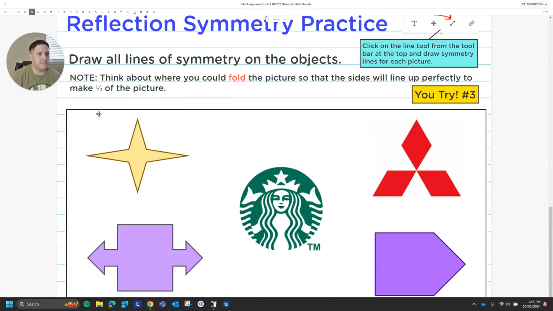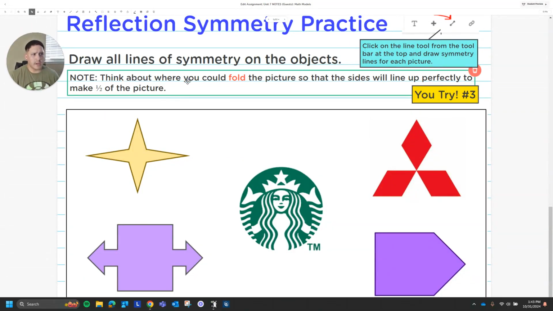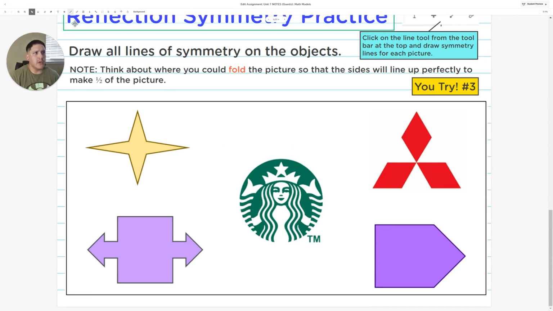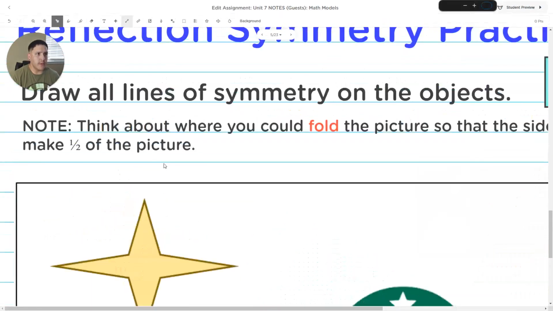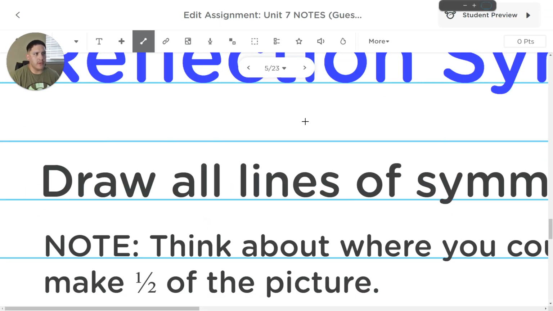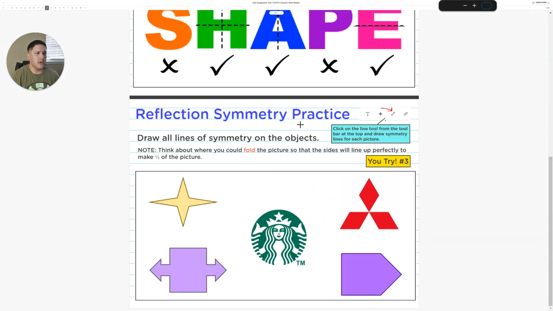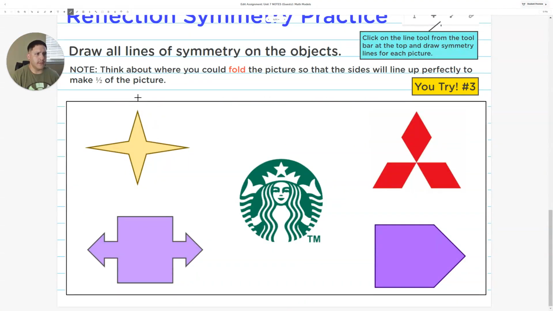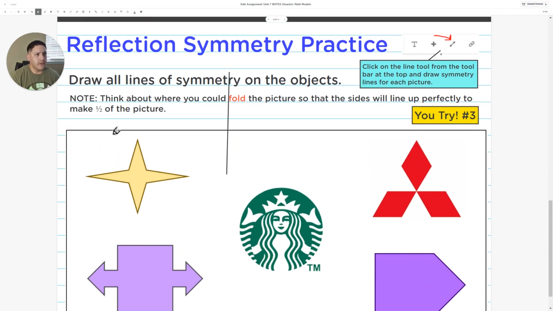You Try number 3. On ClassKick, I want y'all to use the tool up top, which I'm going to zoom in real quick. This line tool, I would like for y'all to use that to draw your lines of reflection for each of these. And then if you can, use the pen tool to show how many lines of symmetry you were able to create. So just write 3, 4, 5, 6, whatever, right next to it. Or if there's nothing, put 0.